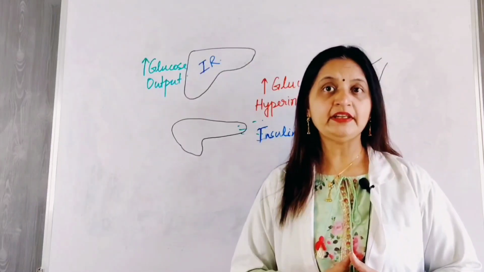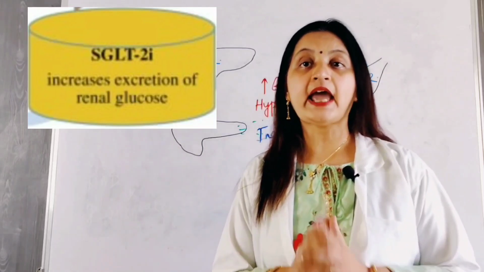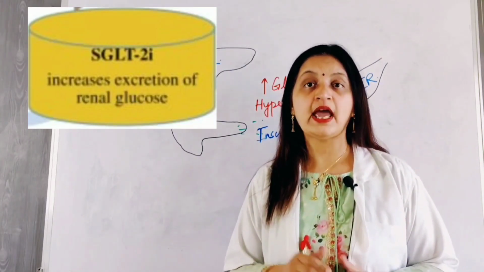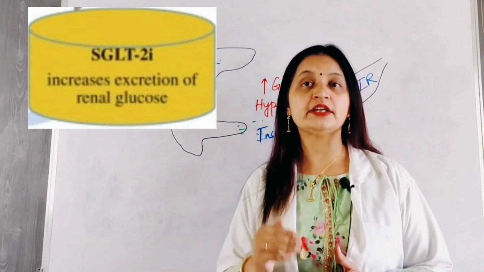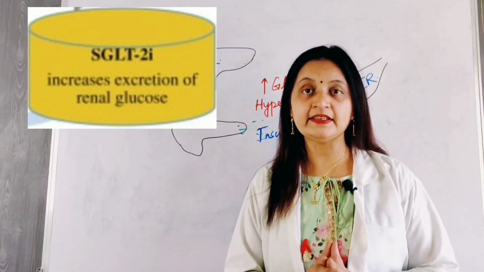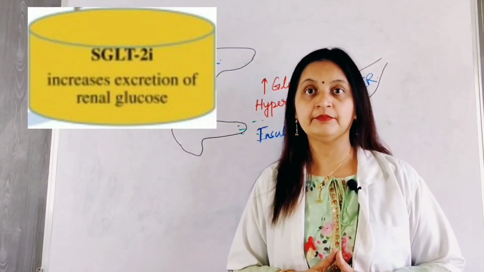A newer class of anti-diabetic drug which is known as SGLT2 inhibitors that act on the kidney tubules and reduce the absorption of glucose and cause excretion of glucose in urine. So these drugs act on the kidney tubules, decreasing the reabsorption of glucose and causing excretion of glucose in urine.